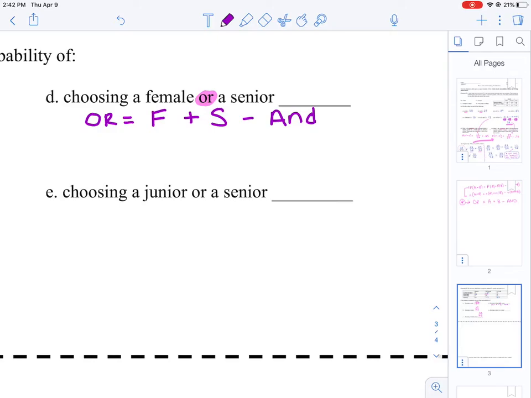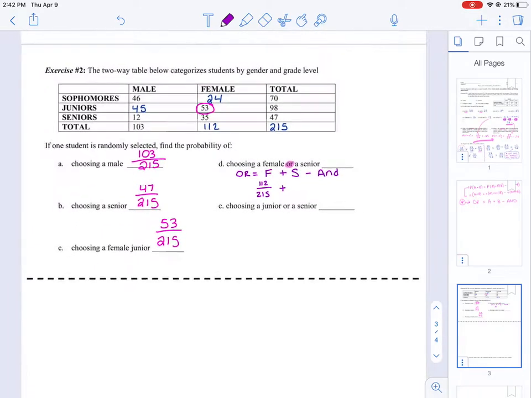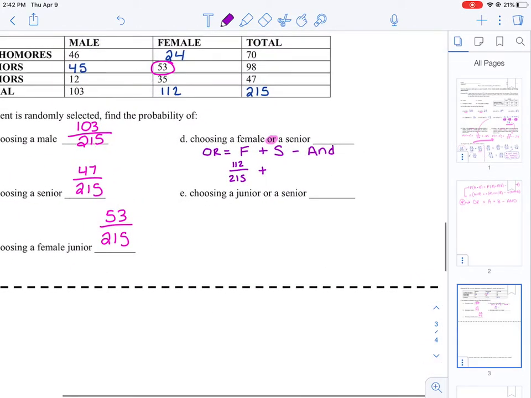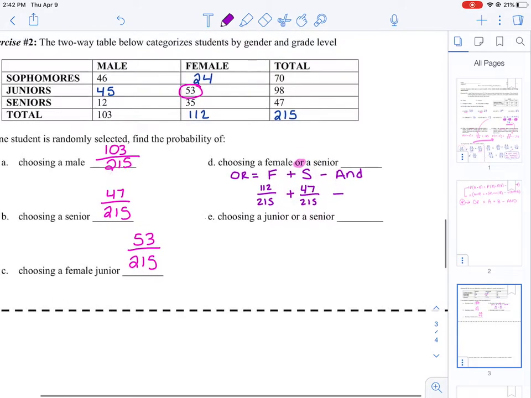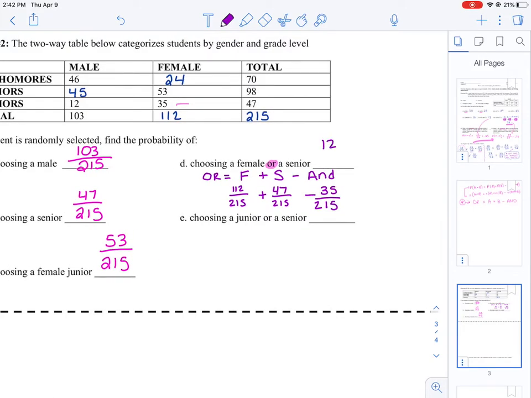So if I'm calculating female or a senior, my females is 112 over 215. I add it, and again, just looking at my table, my seniors is 47 over that 215, and I need to subtract the number of students that are in both. Again, I'm looking at this table. Here's females, here's seniors. So this is the number that I'm going to use. So I'm going to subtract that 35 over 215. And I get an answer of 124 over 215.